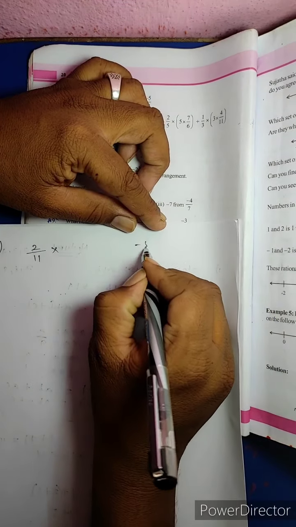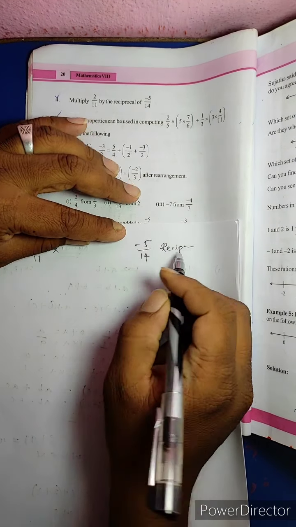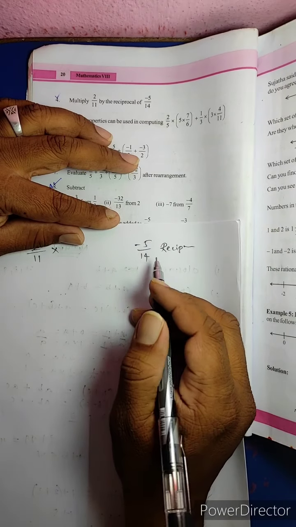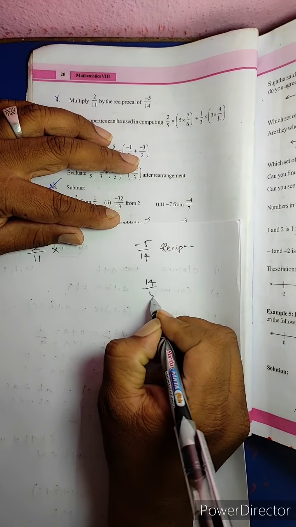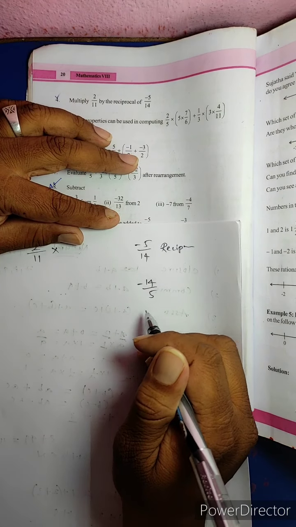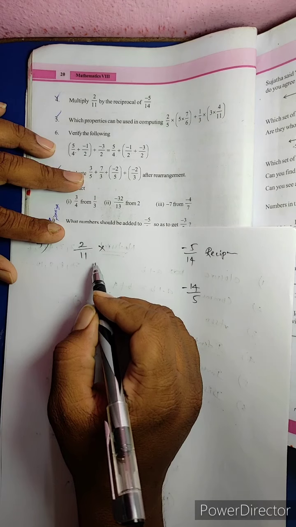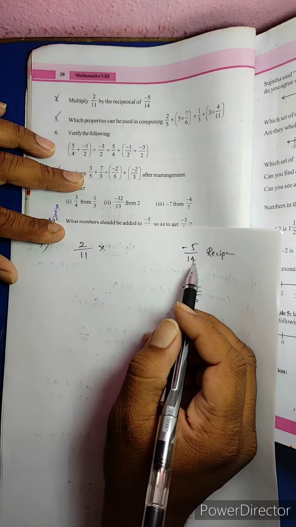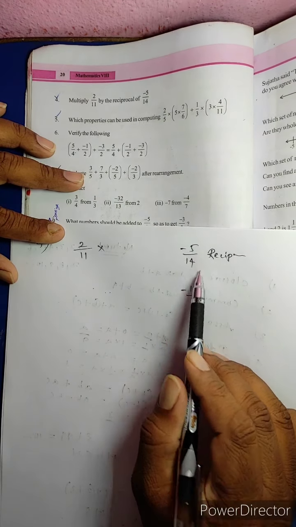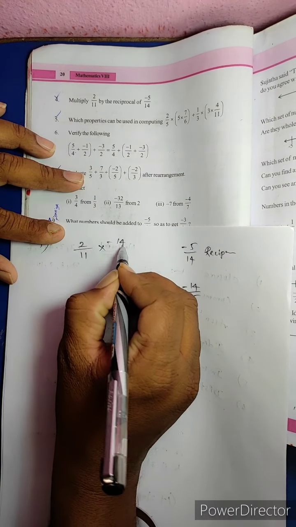Reciprocal of 5 by 14. What is the reciprocal of 5 by 14? 14 by 5. And this minus stays the same as it is, minus 14 by 5. Multiply 2 by 11 by the reciprocal of minus 5 by 14. Minus 5 by 14's reciprocal is minus 14 by 5.